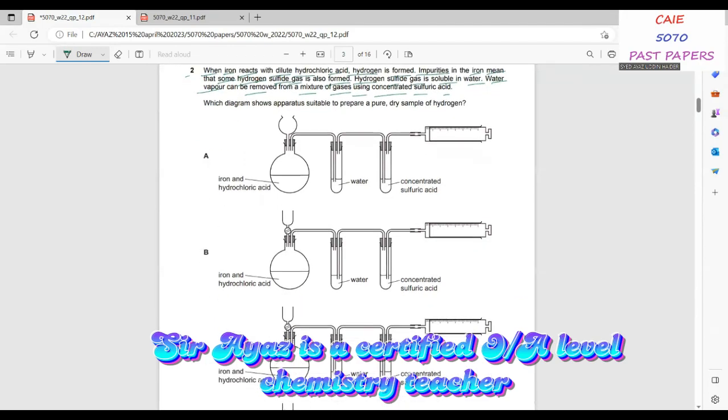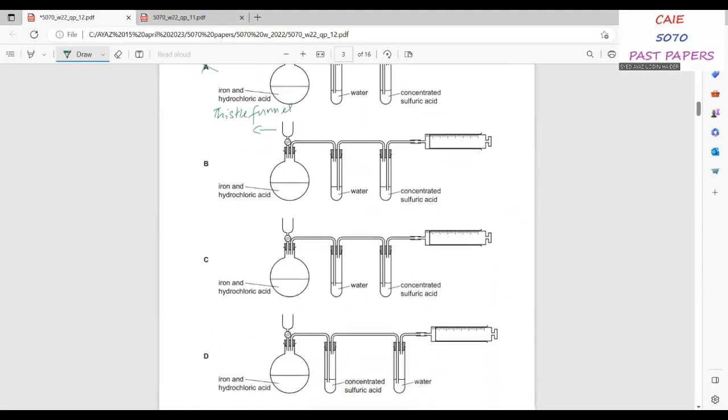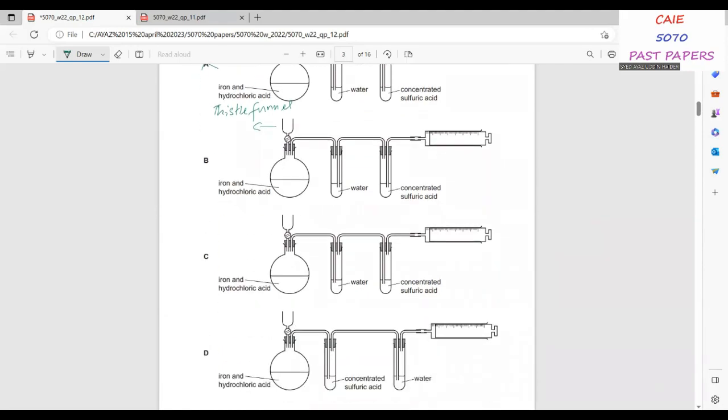First of all, look at the glassware used in this experiment. You can't use this type of apparatus. You have to use a thistle funnel. This type is known as a thistle funnel. We can control the volume of acid added because the reaction will be violent. So you can't use this type, so A will be the wrong answer. We are left with B, C, and D.